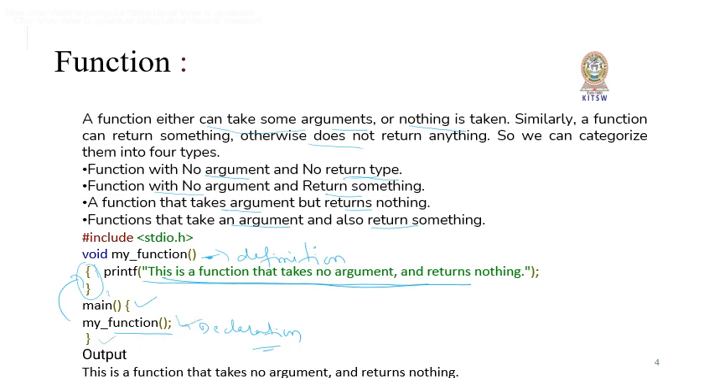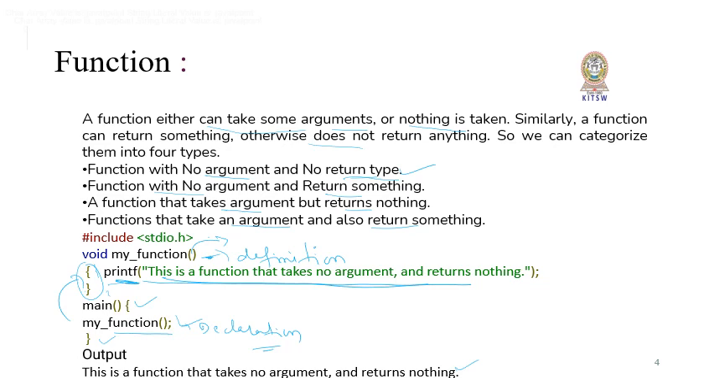So here if you use some elements within this function, those are called arguments. This is a function where there are no arguments and there is no return statement. So this belongs to the first category, no argument, no return type. So this will print this particular statement.